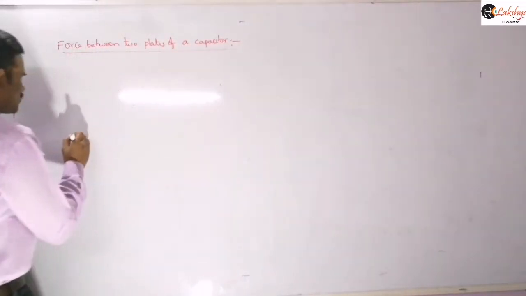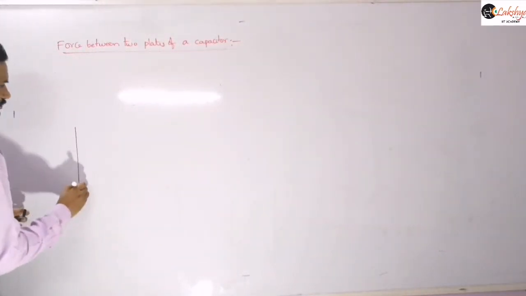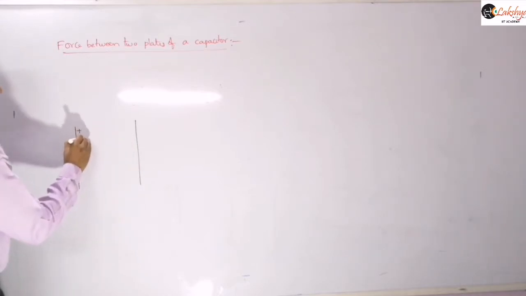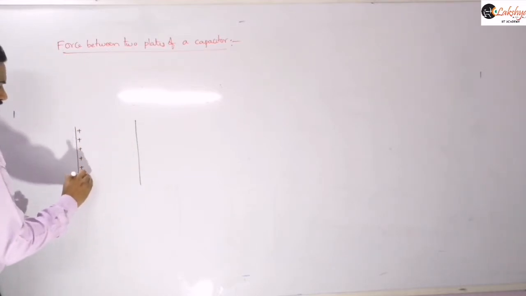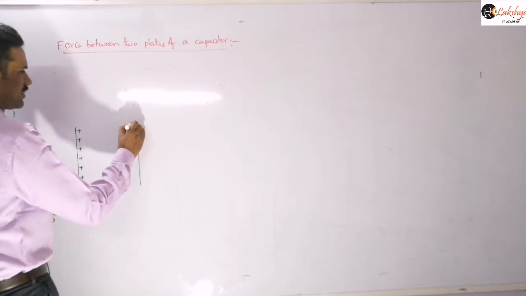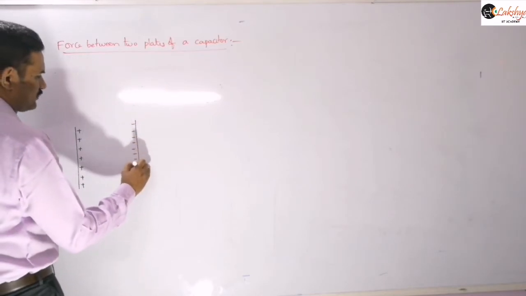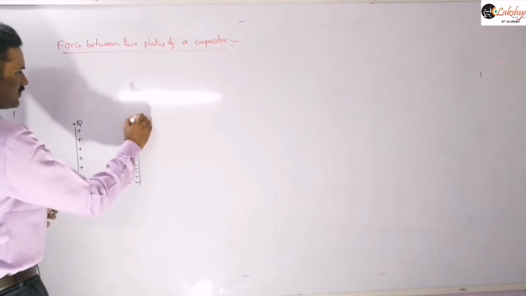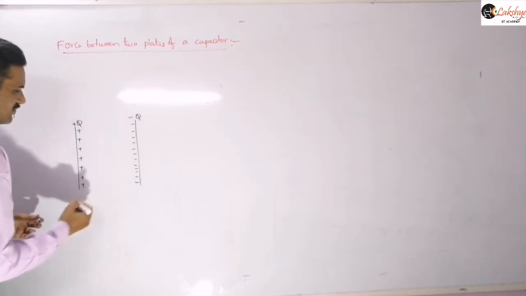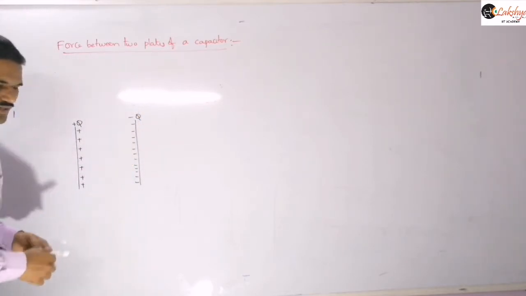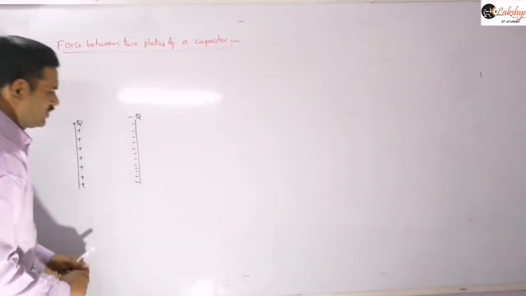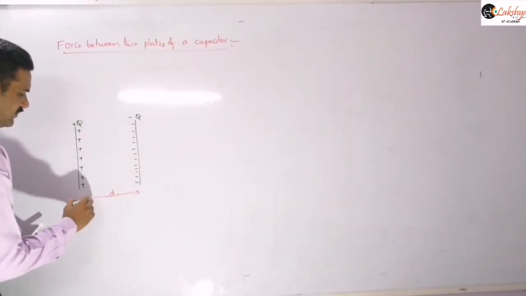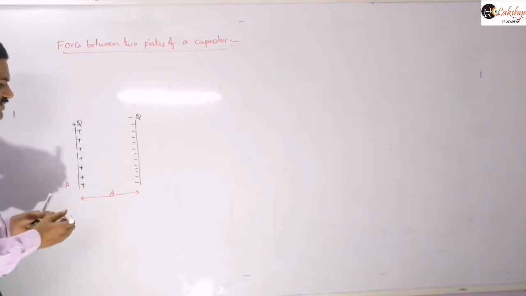So now I am taking the two plates. One plate is carrying some positive charge, and the other plate carries the negative charge here, right? And so this is say plus Q and this is minus Q. And the separation between these two plates is say D, and A is the area of each plate. So the separation between these two plates I am taking as D, and the area of each plate is A.